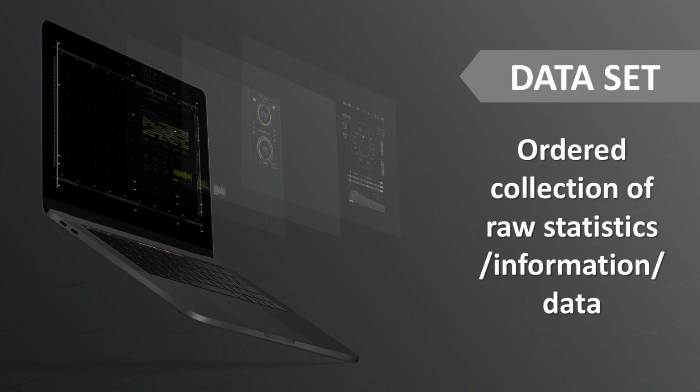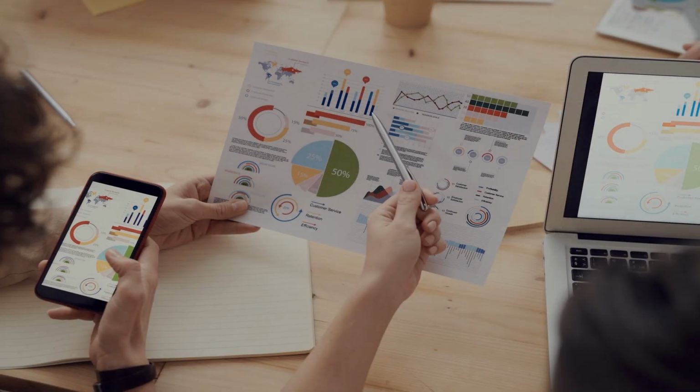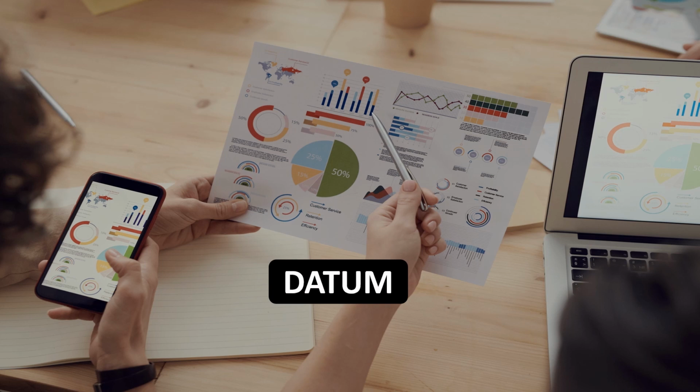Often when we talk of statistics, often when we talk of research, we use a term which is known as data set. So what is a data set? A data set is the ordered collection of raw statistics, information, or data. Whatever data or information I have collected, the entire data is called a data set, and each and every value in the data set is called a datum.